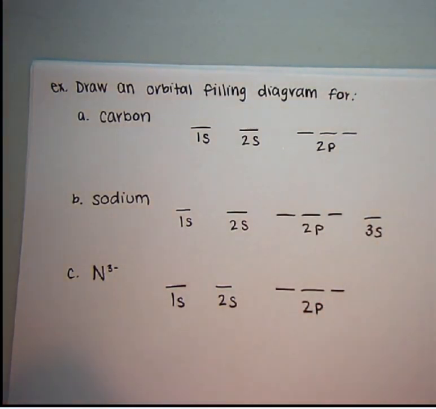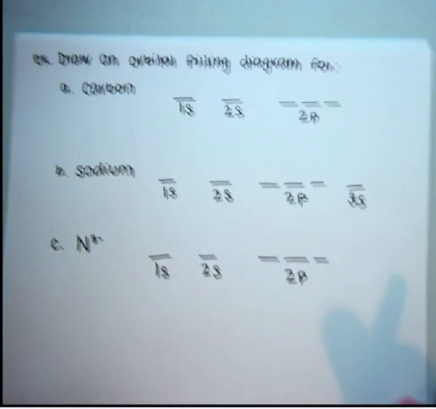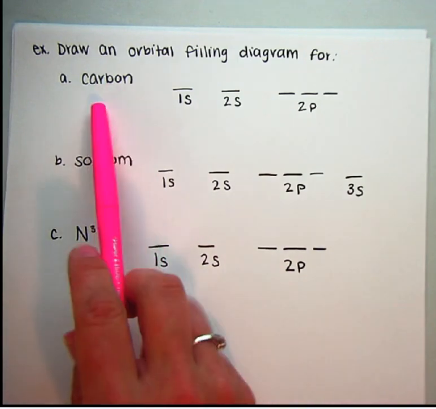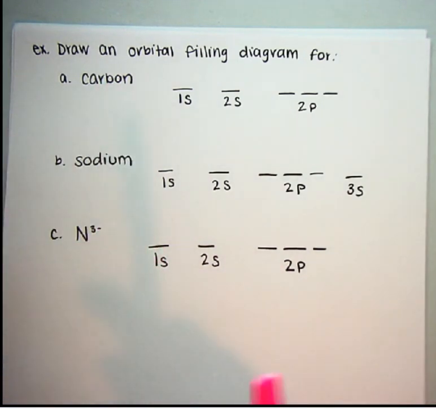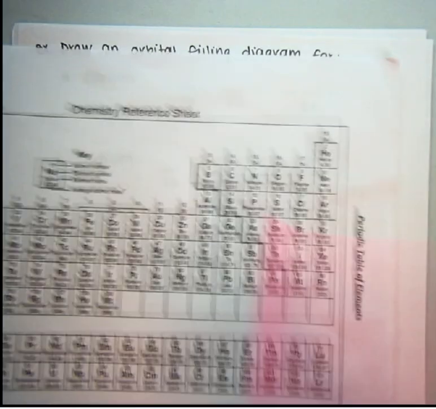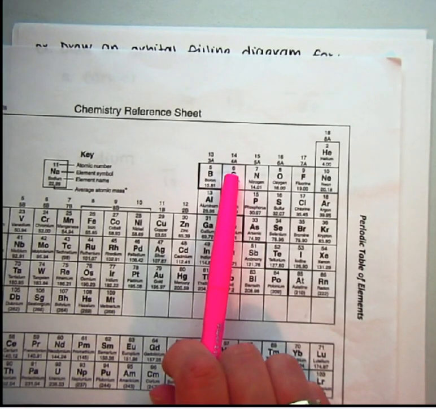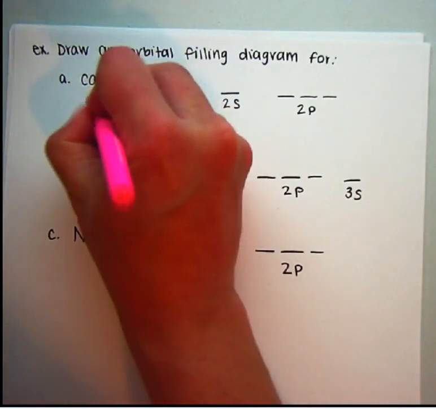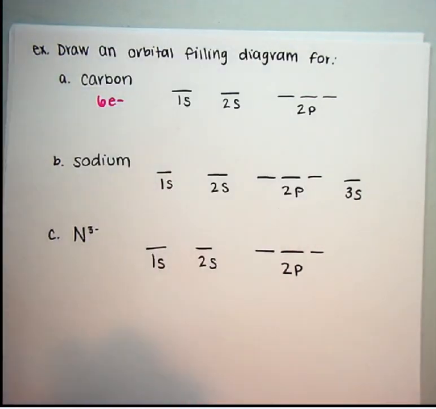So first thing that we need to do is we need to head to our periodic table and we need to know how many electrons we need to draw. So for the first one, I don't see a charge, so we're going to assume that carbon is an atom and atoms are neutral. Carbon has an atomic number of 6. That means it has 6 protons. It also has 6 electrons.